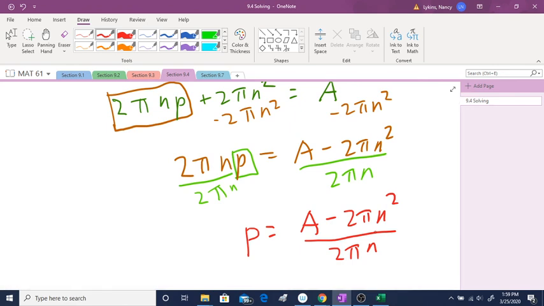Now just do not cancel out the 2 pi's and even one of the N's, because that is not how you do this. The reason why is because there is a minus symbol in between the A and the 2 pi N squared. So this concludes this lesson.